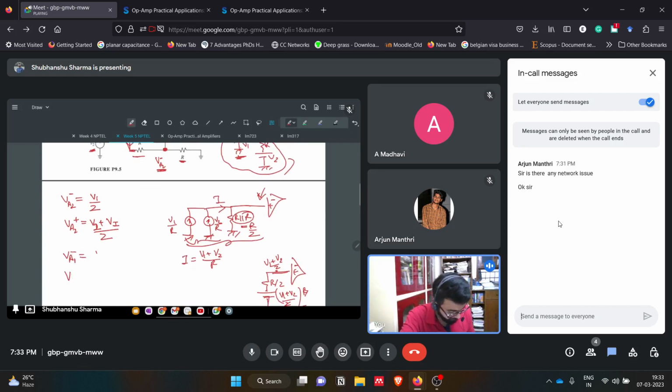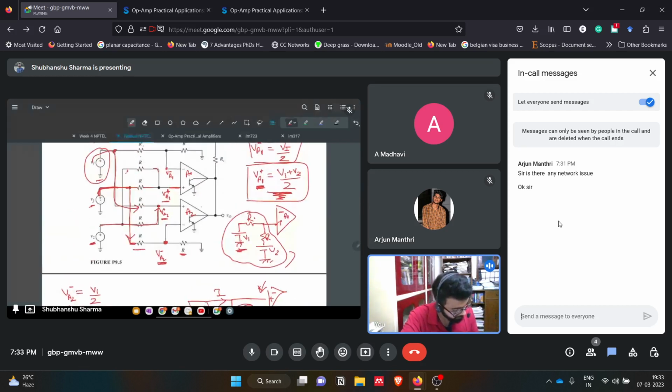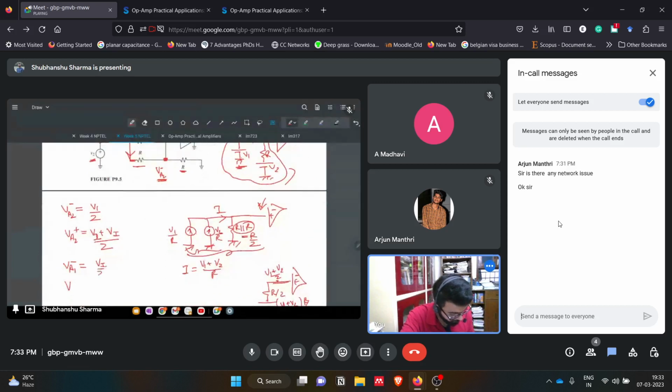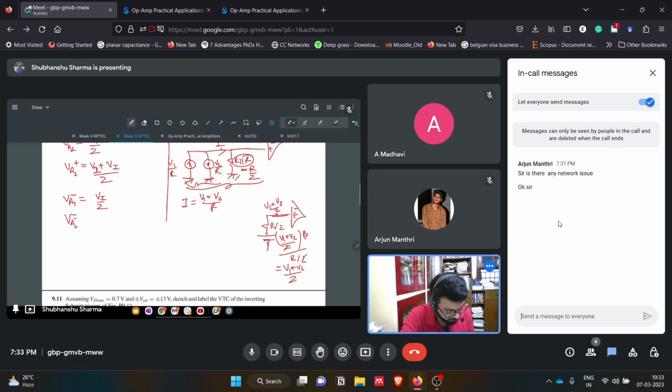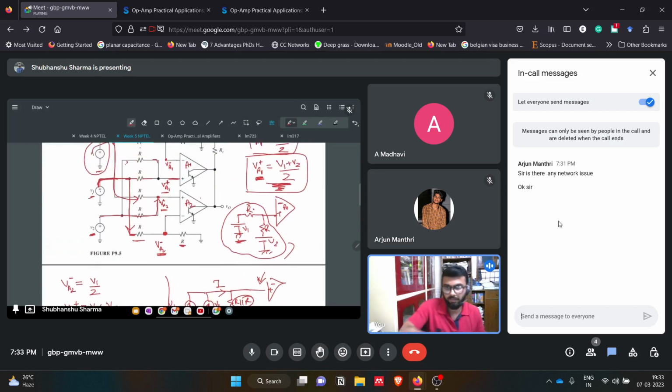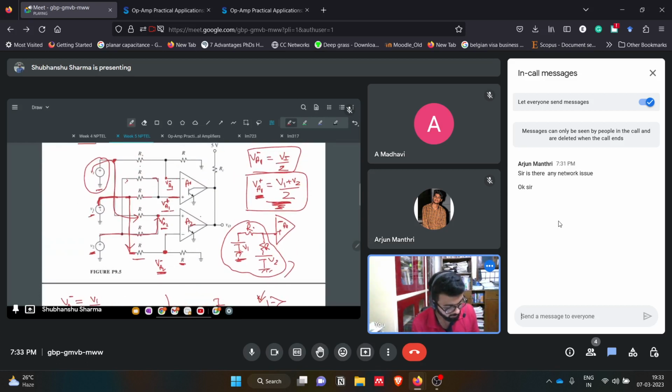VA1 minus will be VI by 2, and VA2 plus is V1 plus V2 by 2. This is what we got. So these are the four voltages at the input terminals of these two comparators.